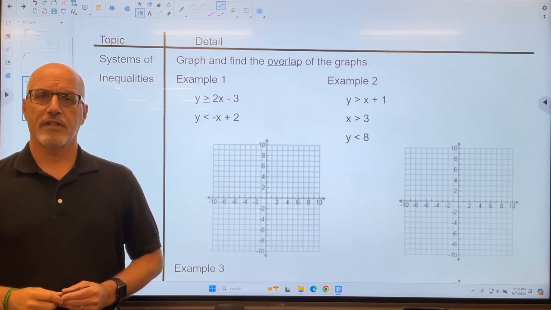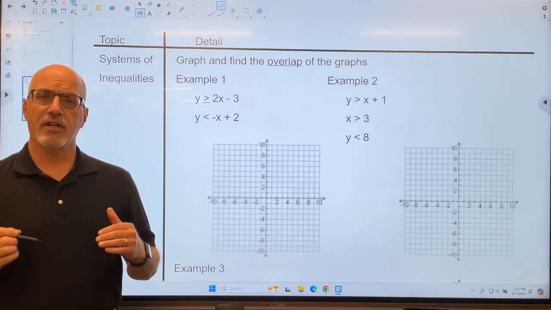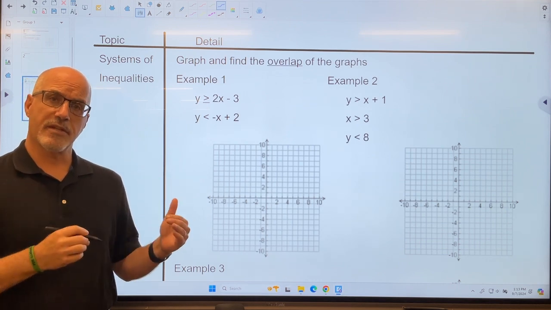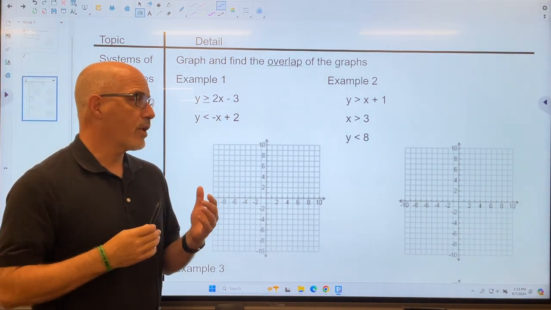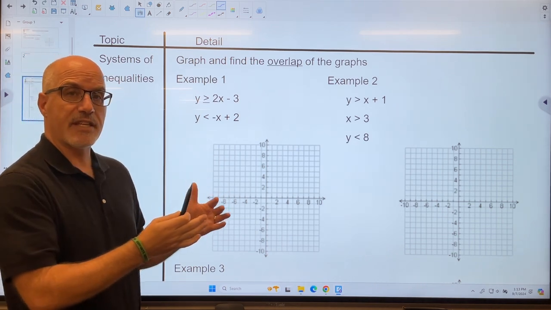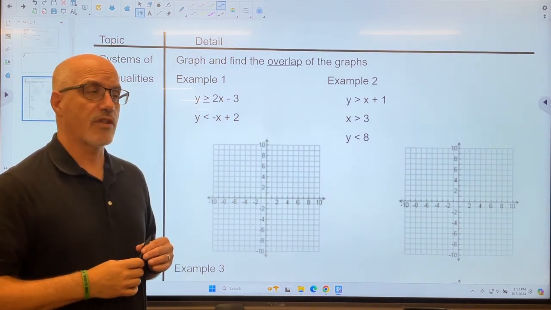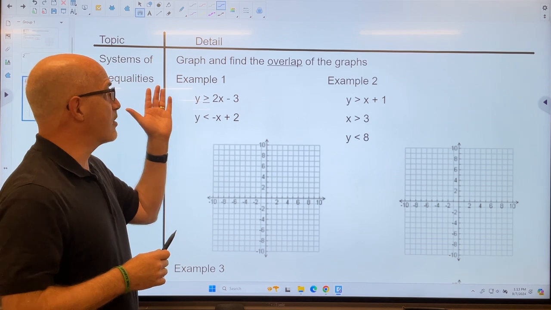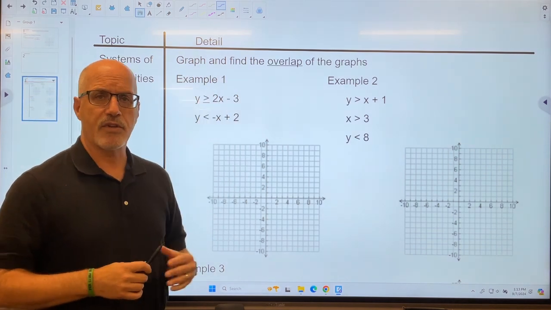Now that we've graphed linear inequalities, we're going to take a look at how to graph systems of inequalities, where we're going to graph a couple on the graph at the same time and then look to see where they overlap. So really the technique is to graph and find the overlap of the graphs.